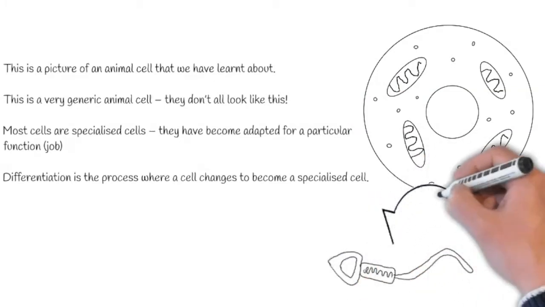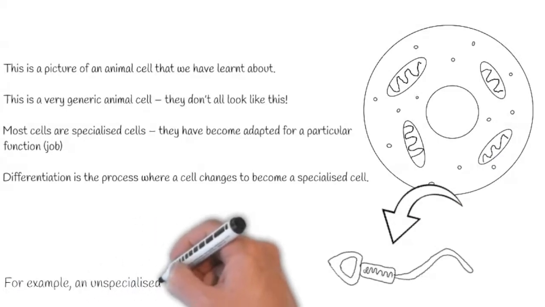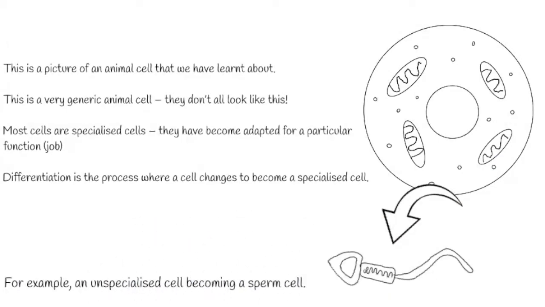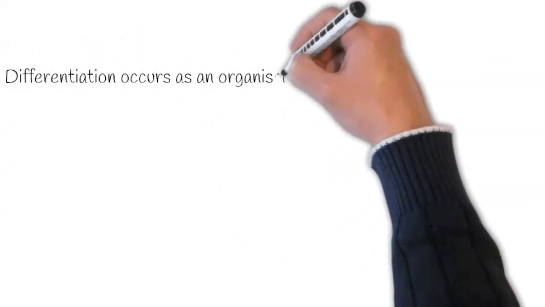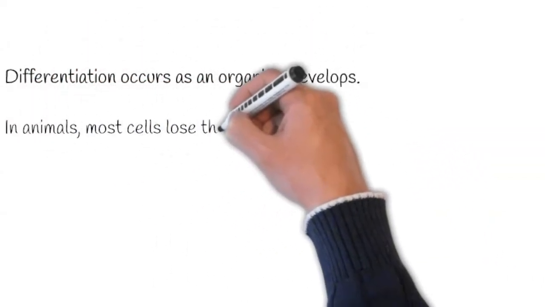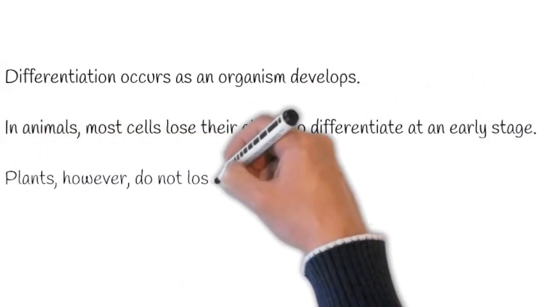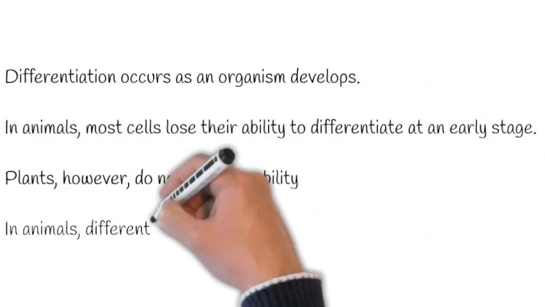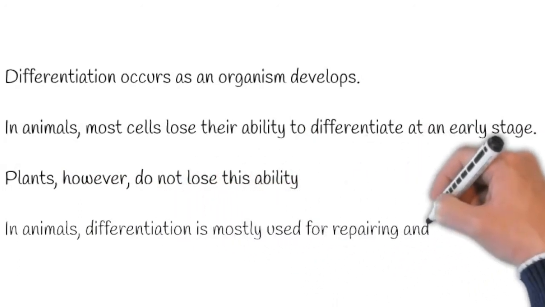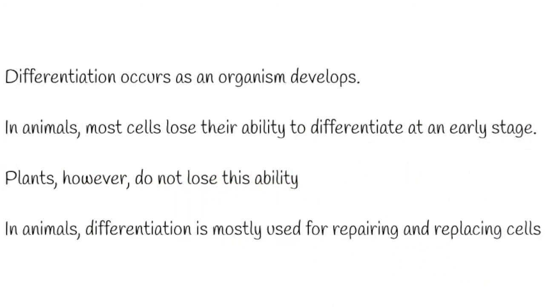Look at this example here. We have an unspecialised cell becoming a sperm cell. Differentiation occurs as an organism develops. In animals, most cells lose their ability to differentiate at an early stage. Plants, however, do not lose this ability. In animals, differentiation is mostly used for repairing and replacing cells.